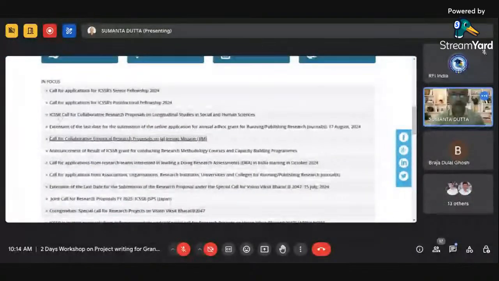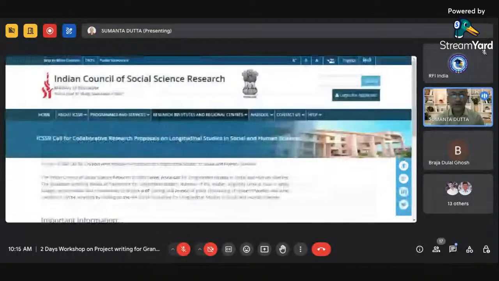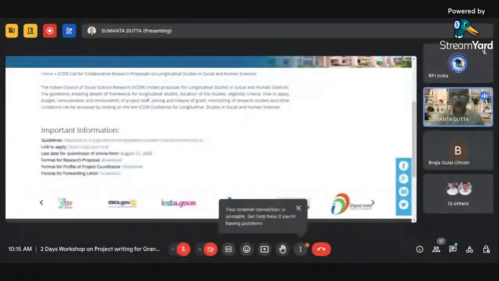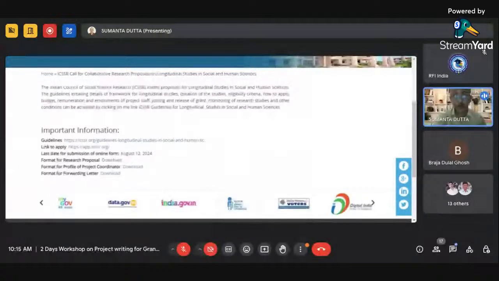Call for a collaborative research proposal for longitudinal study in science, social and human science. Click on it and you will see the point in red. The last date for online submission is August 12th. You have to download the proposal form, the format for who becomes the project coordinator and who become the associate directors, and the format of the forwarding letter, along with the required documents. So you have time to apply for this research proposal in the context of social and human science.